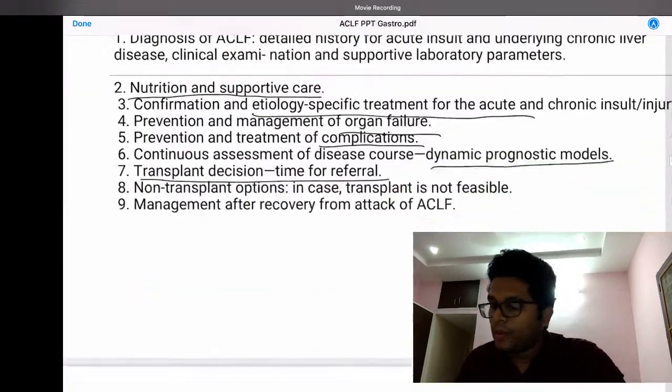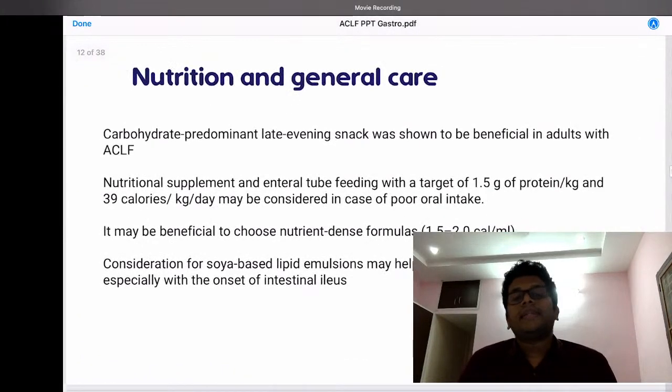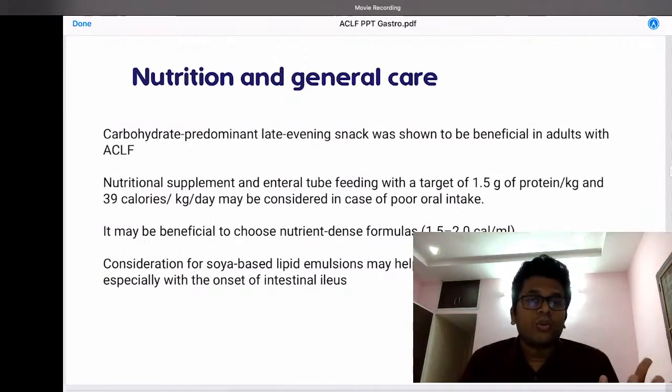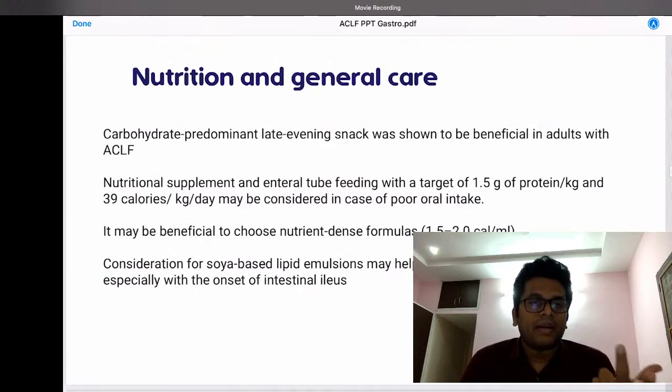Okay. So coming to nutrition and general care. Because the liver is affected, glycogenesis and glucose storage are less, so a carbohydrate predominant diet should be preferred. A late evening carbohydrate rich snack is preferred. Protein should be given up to 1.5 gram per kg per day, and we should make sure that calories are at least 39 kilocalories per kg per day.